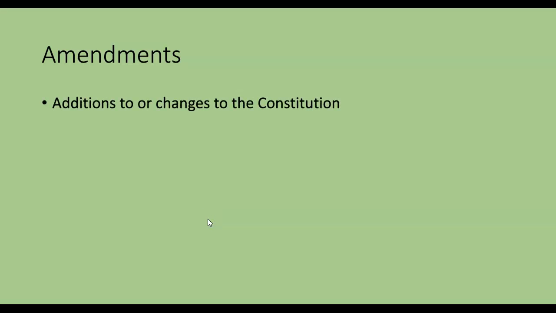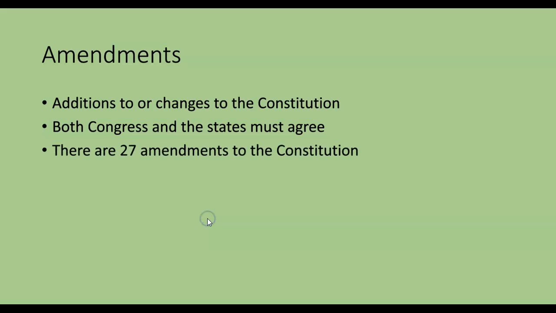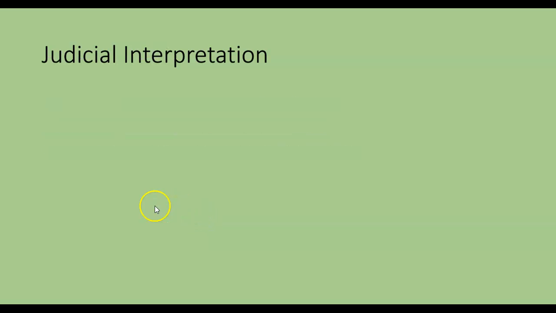Amendments are another way in which the government can expand power and also adapt to changing times. They're additions to or changes to the Constitution. Both Congress and the states must agree. There are 27 amendments to the Constitution, and the first 10 are the Bill of Rights.